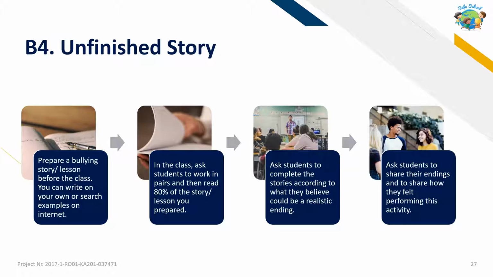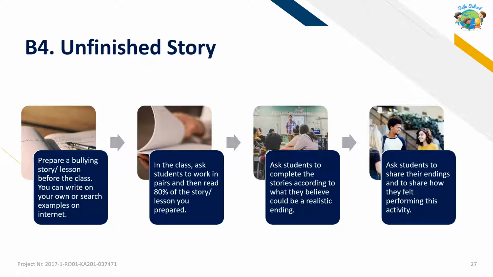For this activity, students will need to work in pairs of 2. The facilitator will tell 80% of the story or a lesson about bullying, so for this you will need to prepare in advance the story or lesson before the class, or you can write your own or search examples on internet. After, students in pairs will complete the story according to what they believe could be a realistic ending.